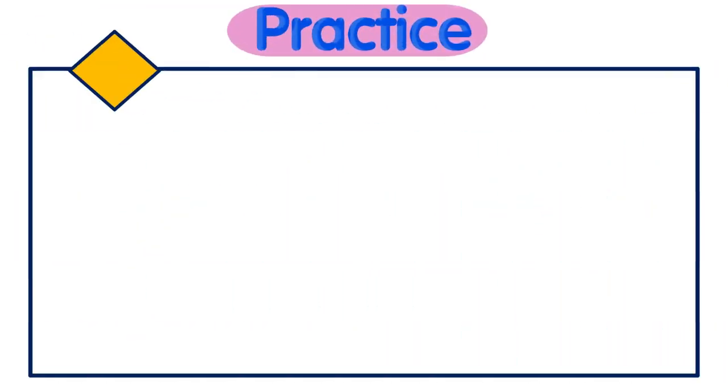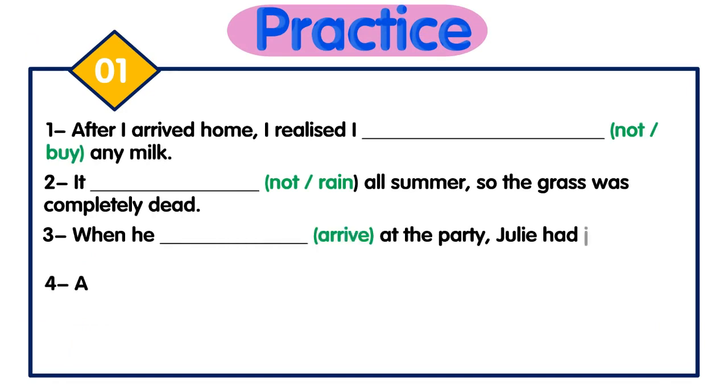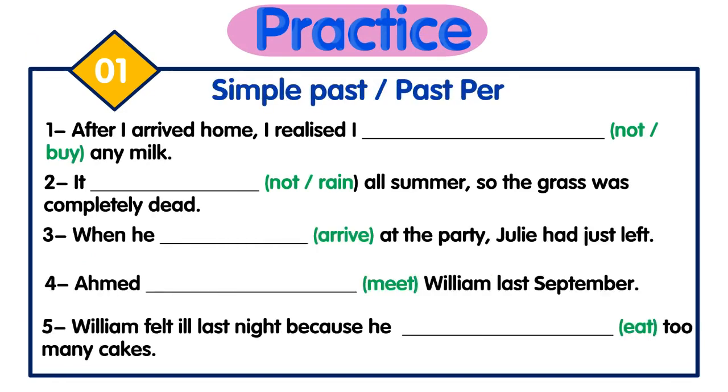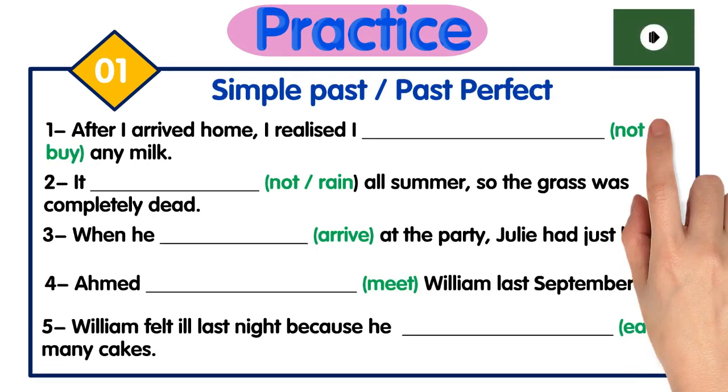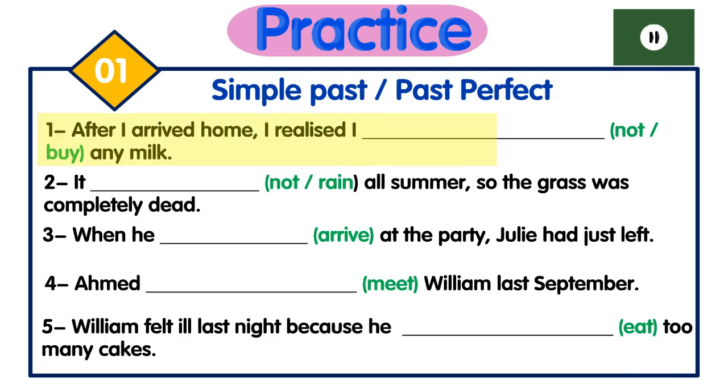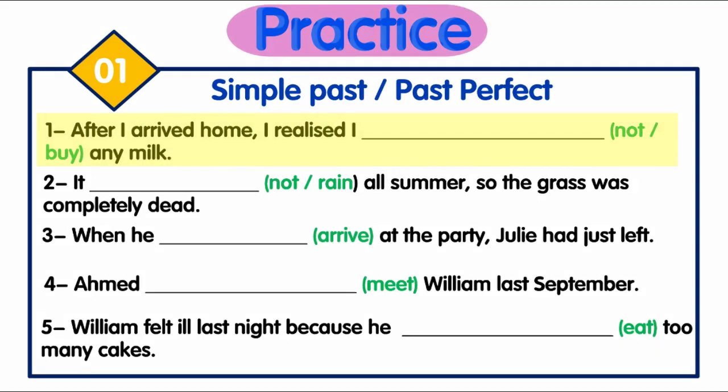Let's move to do some practice. Exercise number 1. Put the verbs in the simple past or the past perfect. You can stop the video and try to do the exercise. Let's start with the first sentence. After I arrived home, I realized I not buy any milk.